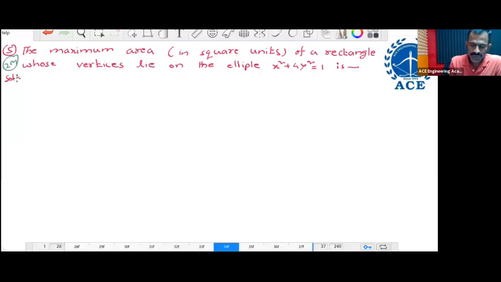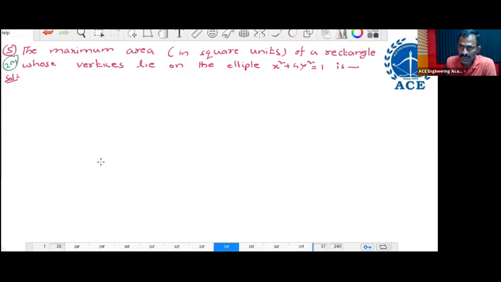Now we write the solution. Before writing the solution, just look at this. Like the fourth problem, here also no function is given. In the fourth problem, function was not given. Here also function is not given. The maximum value of area is required, of which object? Rectangle only.